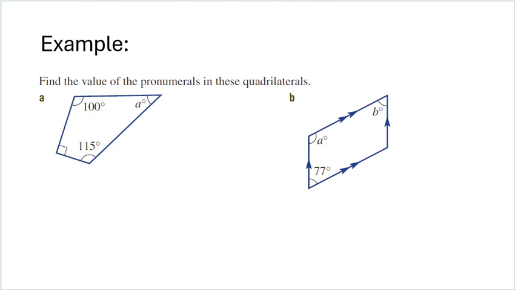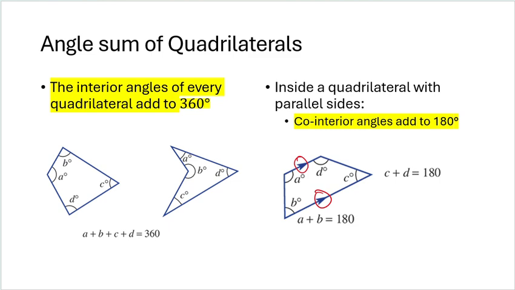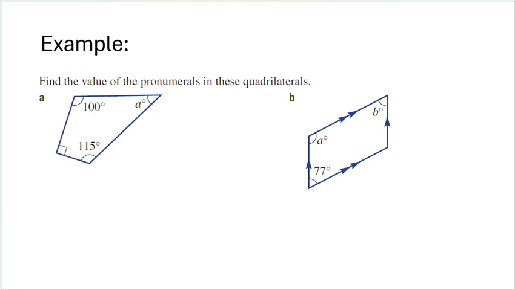Now let's just go through an example here. Find the value of the unknowns in these quadrilaterals. So we know that they always add up to 360. Do I have any parallel sides here? Nope. Sweet. So I can just write everything adds up to 360 degrees. So A plus 100 plus 90 plus 115. Now this is a right angle here, so that's 90 degrees. So that equals 360.